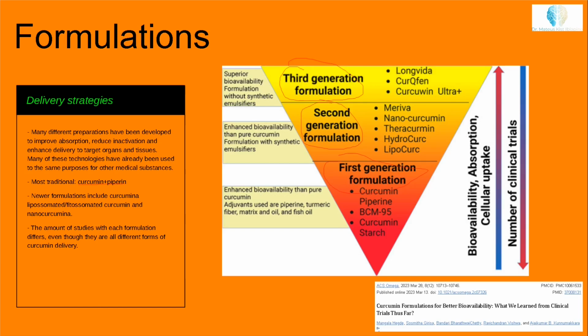The third generation is newer. They have some studies, but it's a lot less than the second and the first generation. The amount of studies with each formulation differs. They are all different forms of curcumin delivery. It's all curcumin. What differs is the biochemical characteristics or the pharmacological strategies to deliver that curcumin, but they are all curcumin.